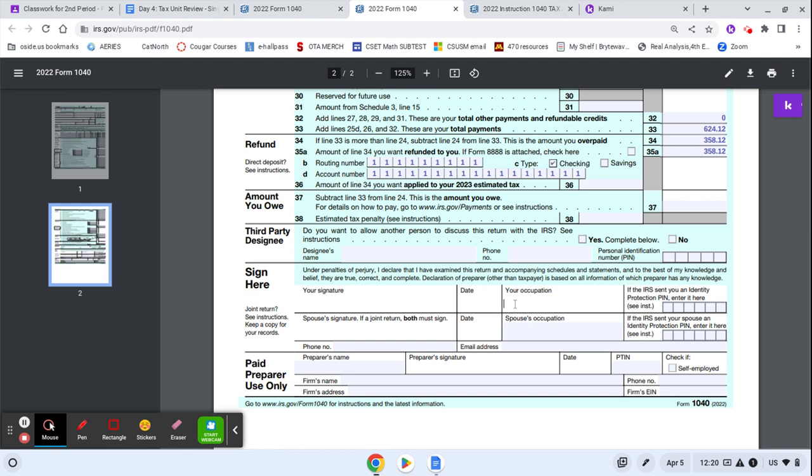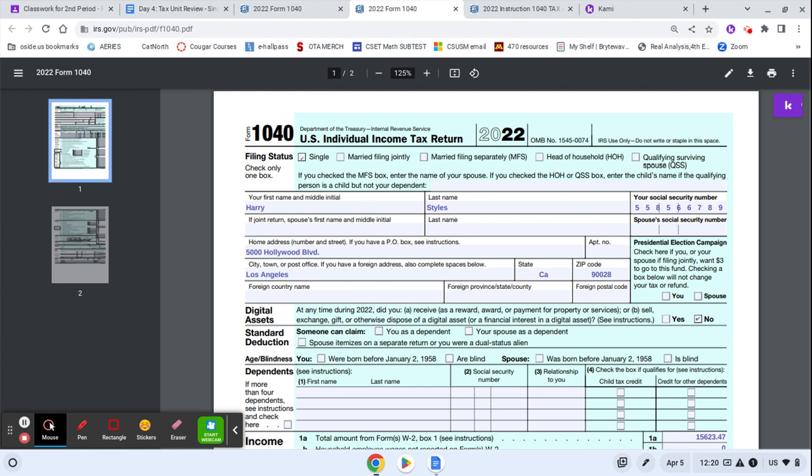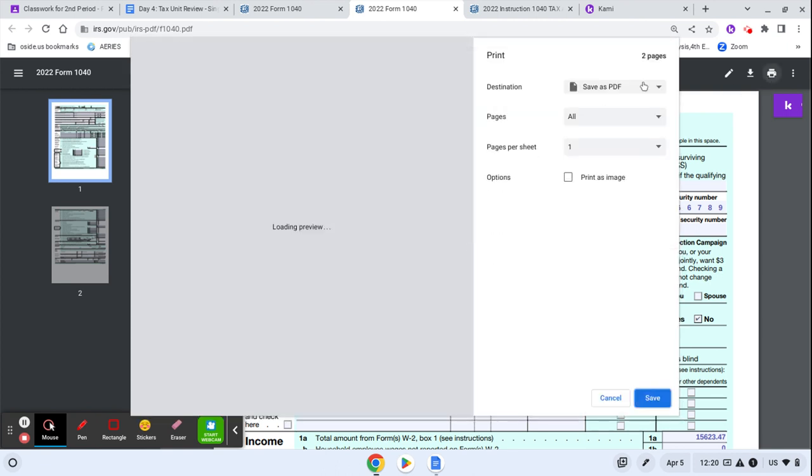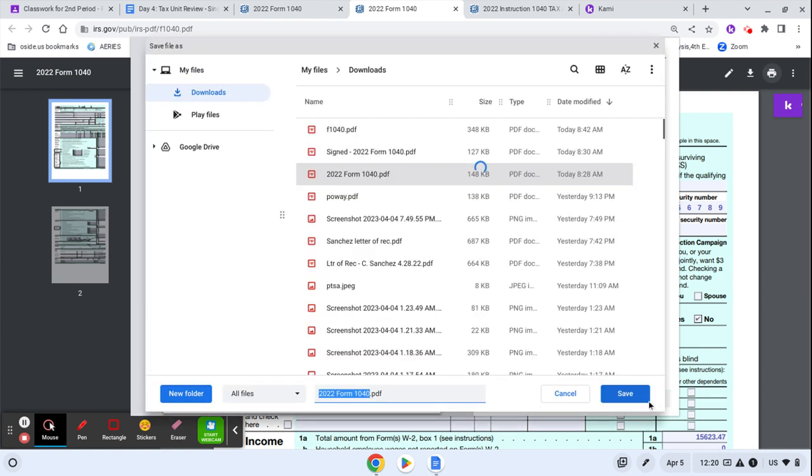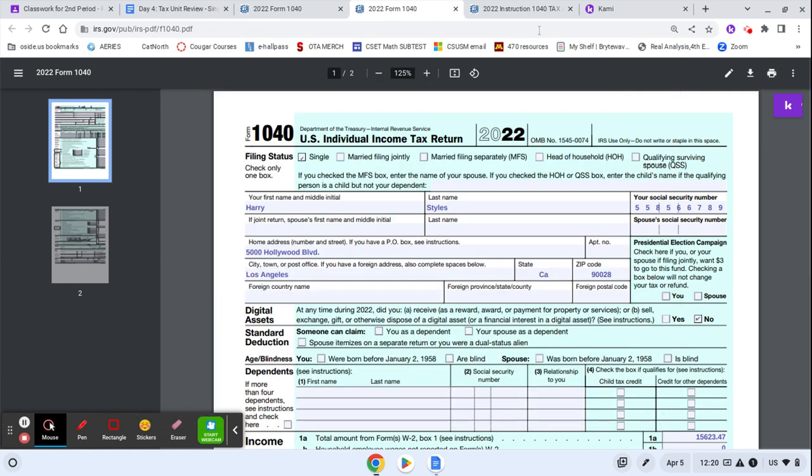Make up an occupation for Harry Styles. He was a baker's assistant for his first job. Sign Harry Styles, date 4523, and you are done with this single tax return. How'd you do? Are you getting good at these? Please save your return right now. Or you could delete all the info.